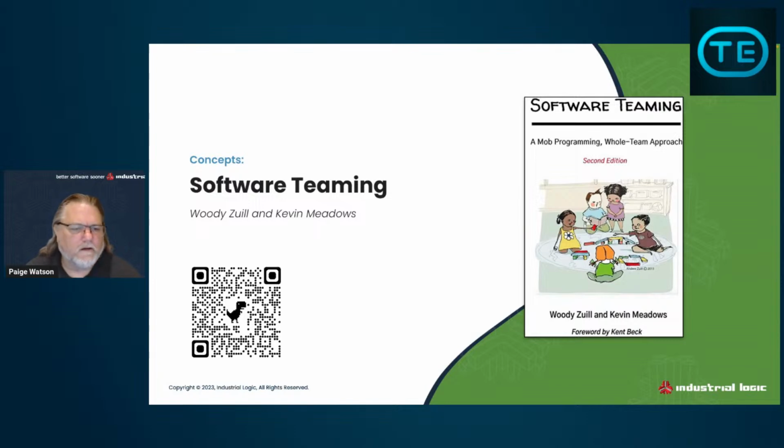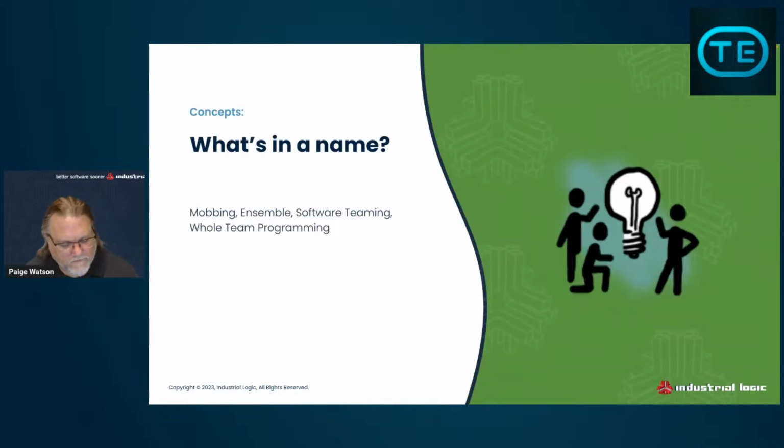Also a note, all of these QR codes will go to web pages. At the end, I have a resources slide where they'll all be available also. So you don't have to rush to find that right now. So what's in a name, right? You'll hear mobbing. Mobbing was kind of the original name that sort of caught on. Originally, Woody Zuill was saying that he wanted to call this software teaming, and tried, but it didn't catch on as much as mob programming or mobbing did.